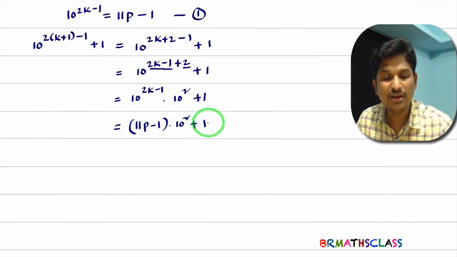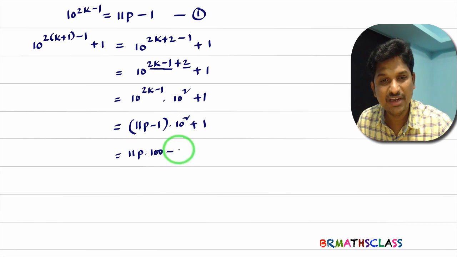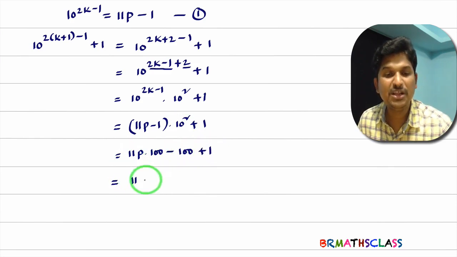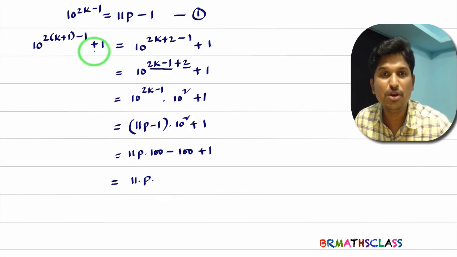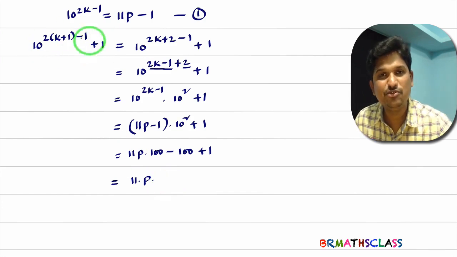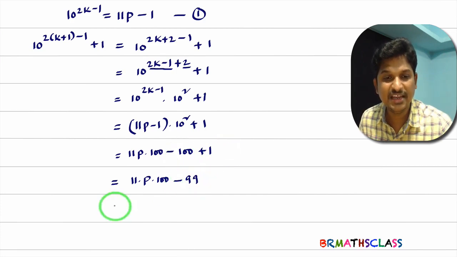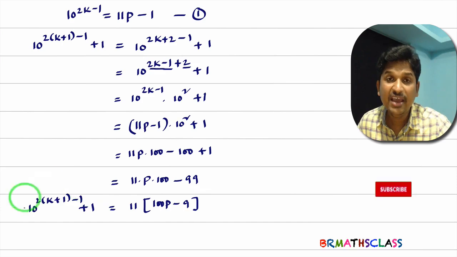plus 1. Now multiply 11p into 10 square is 100, minus 1 into 10 square, that is 100, plus 1. That equals, do not multiply 11 into 100 because I am trying to prove that this expression is a multiple of 11. If this expression is a multiple of 11, I can say that this expression is divisible by 11. 100 minus 100 plus 1 is minus 99. So you see here, you can take 11 common. If you take 11 common, what will you get? 100p minus 9.